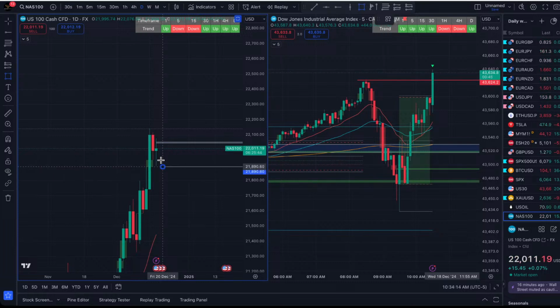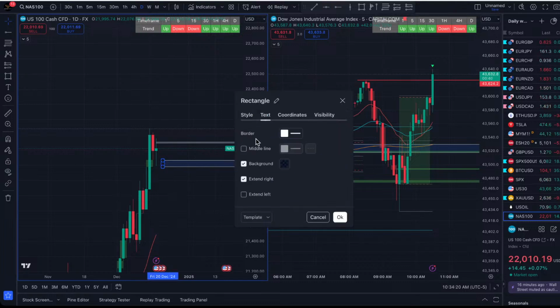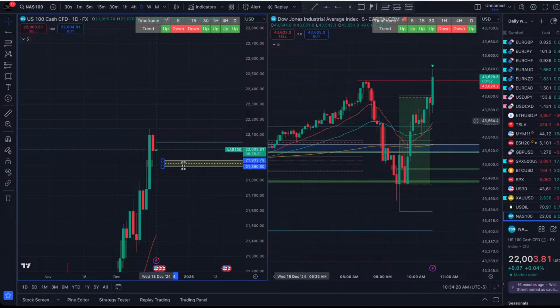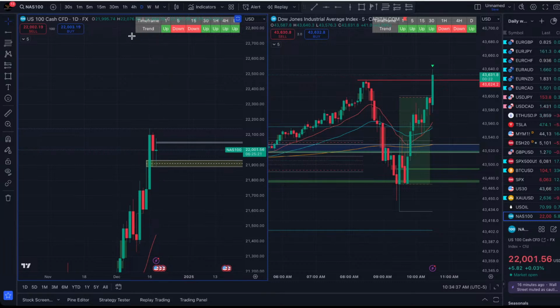Just mark them out. There's a daily fair value gap right there. Now, these are the only things that can alter and change your game plan. Once one of these is hit, especially a daily or a 4-hour, there might be a reversal happening. You want to be leery of that.